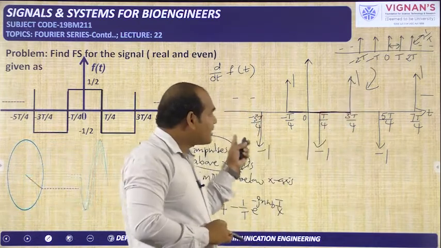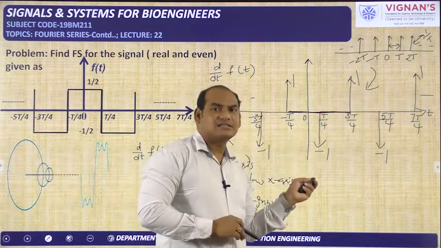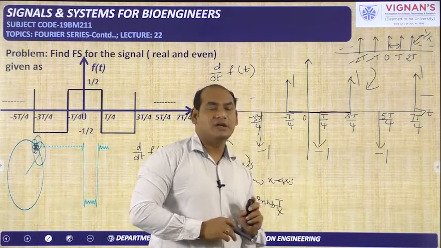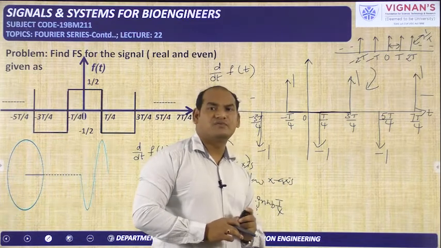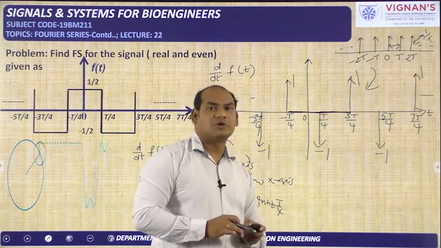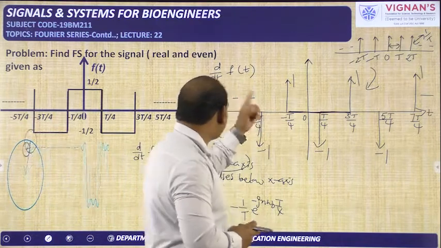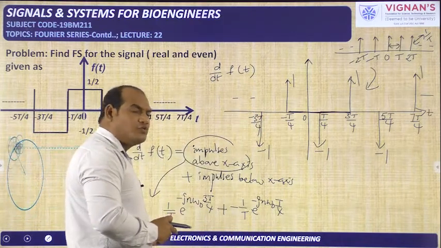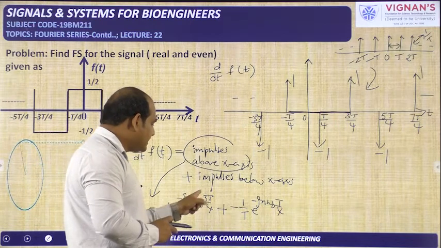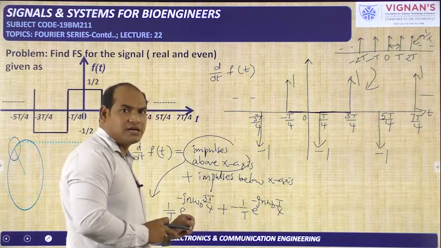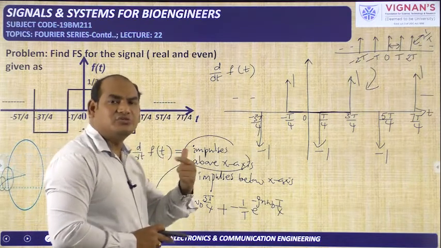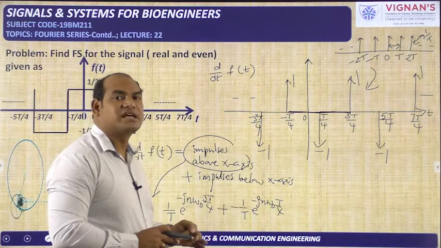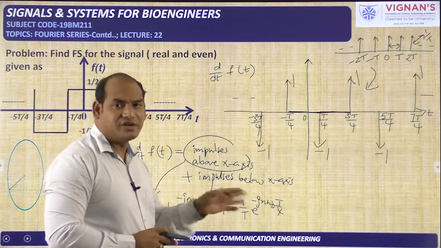The set of impulses below the x-axis look like the impulse train signal shifted to the right side by T by 4 seconds. In a simple manner, we can analyze it like this. So for the one above the x-axis, because of the impulse train we get 1 by T as the coefficient, and because of the shifting by 3T by 4 we should get the exponential. So time shifting property leads to an exponential in the frequency domain. Time differentiation property leads to multiplication by the variable in the frequency domain.